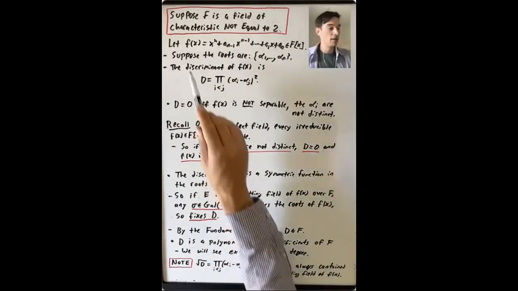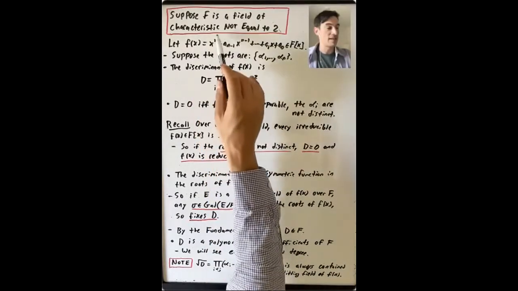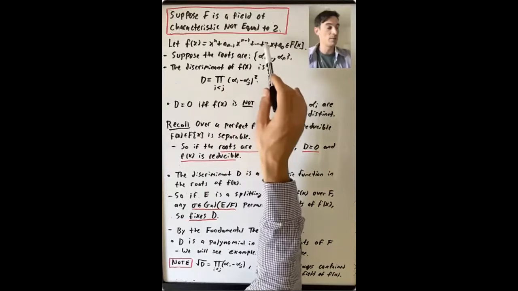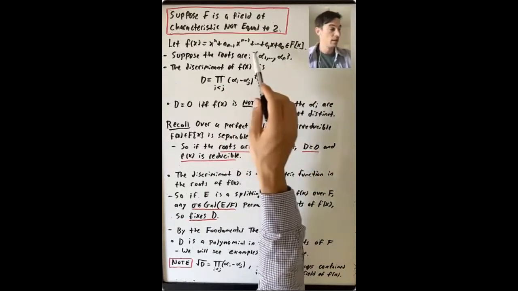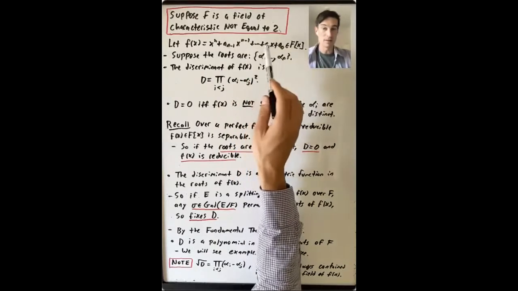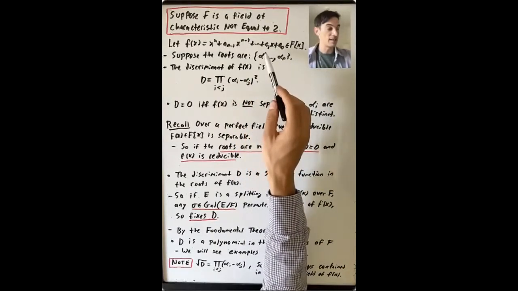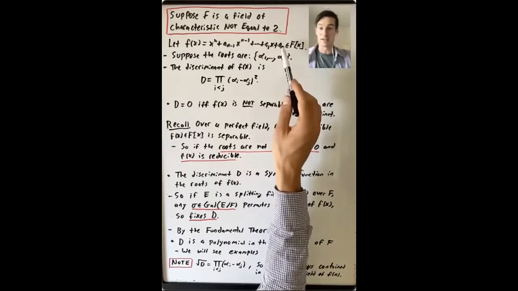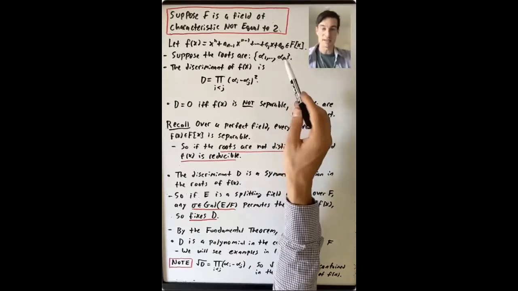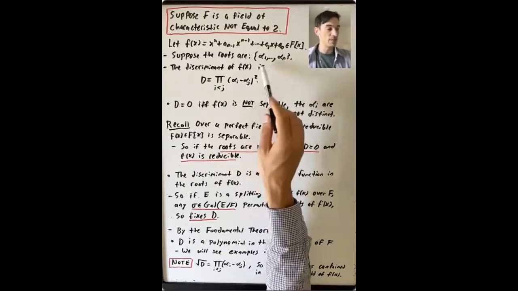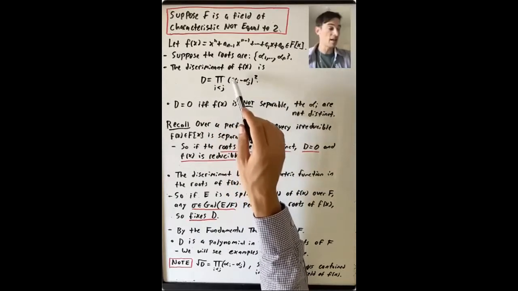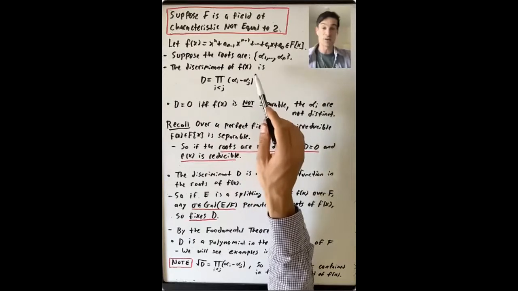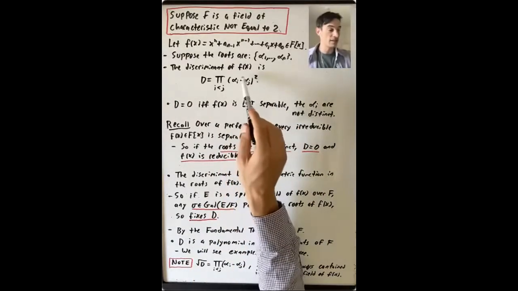Okay, so let's take a polynomial f(x) = x^n + a_{n-1}x^{n-1} + ... + a_1x + a_0 in F[x]. Let's name the roots of this polynomial. Let's say that it's alpha_1 up through alpha_n in a splitting field, not necessarily distinct. The discriminant of this polynomial is D, the product over all i < j of (alpha_i - alpha_j) squared. When is this 0?